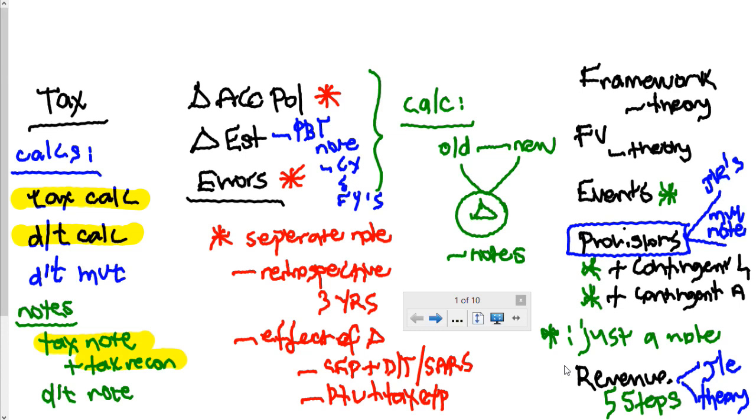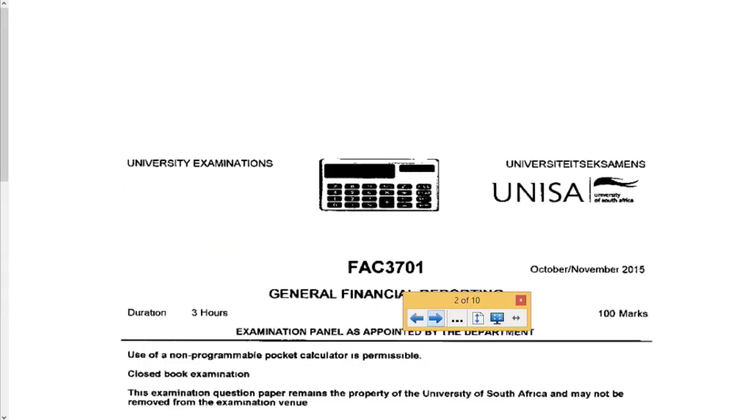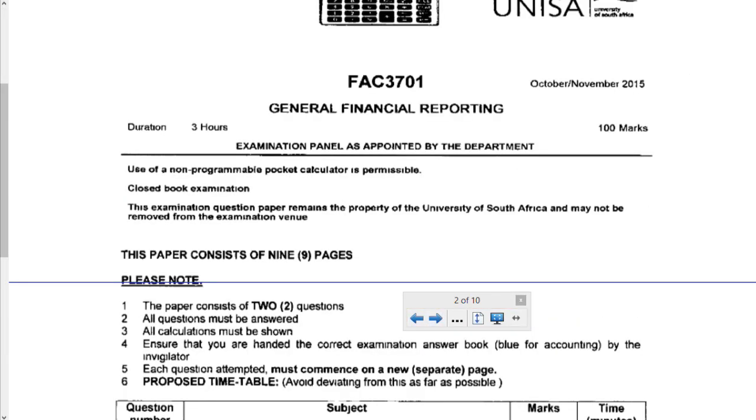So if we're looking, you can see where the big ones are. We're looking at about 70% of your paper here, and maybe about 30% here, or maybe even more, 75-25, something like that. Okay, so we are going to work through the October 15 paper. It's the one that we don't yet have solutions for. The other ones we have.